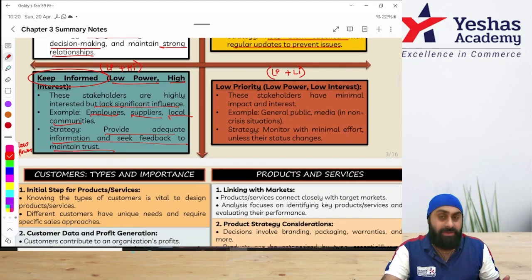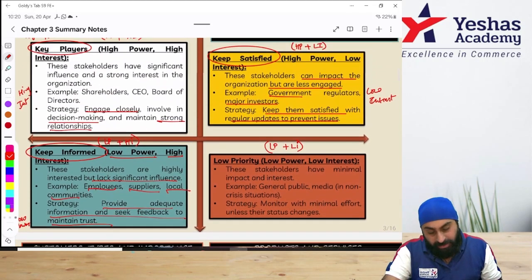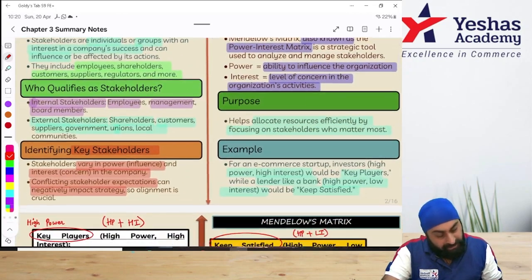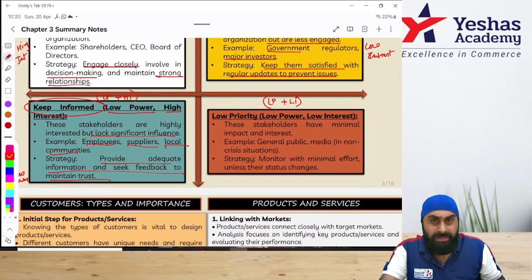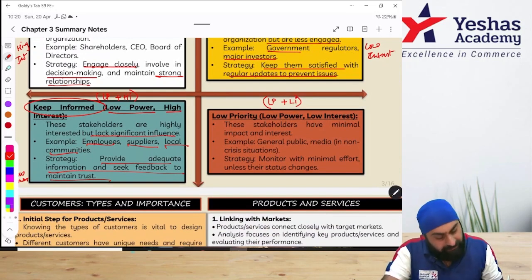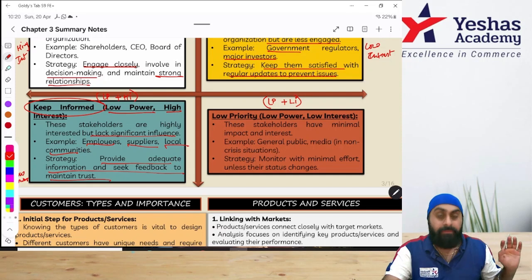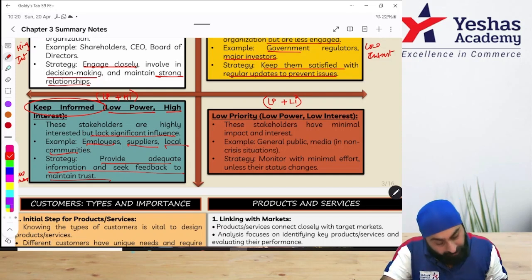Now, this is called low priority. Why are we calling it low priority? If you notice, that is the word that is used here, low priority, because they are neither interested nor do they have power. For example, first of all, we call them low priority.